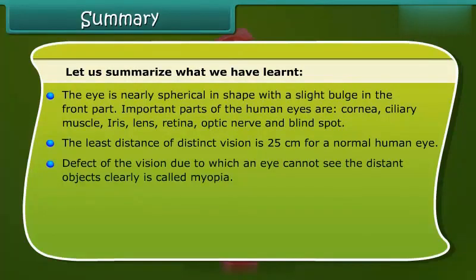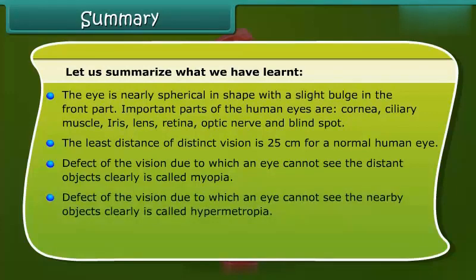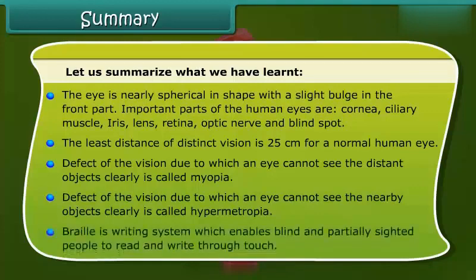Defect of the vision due to which an eye cannot see the distant objects clearly is called myopia. Defect of the vision due to which an eye cannot see the nearby objects clearly is called hypermetropia. Braille is a writing system which enables blind and partially sighted people to read and write through touch.